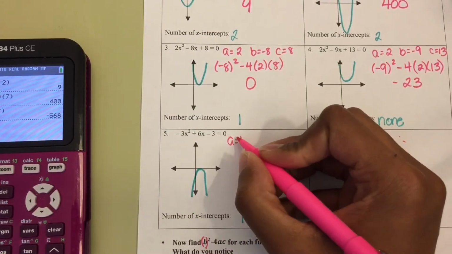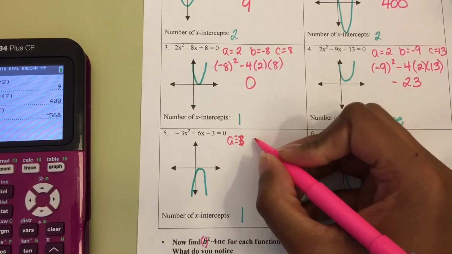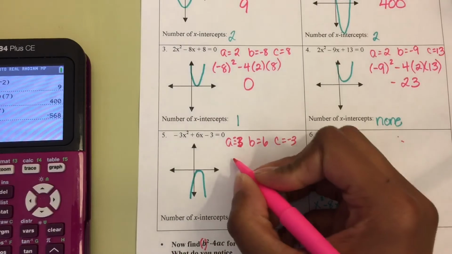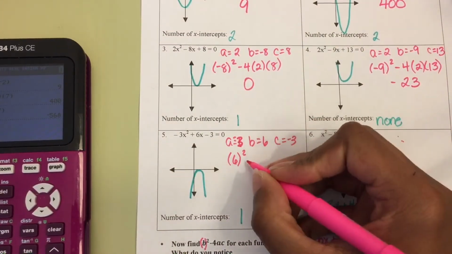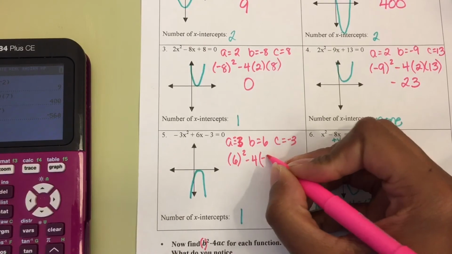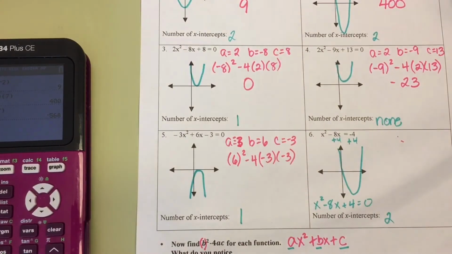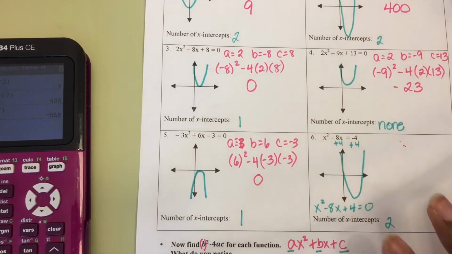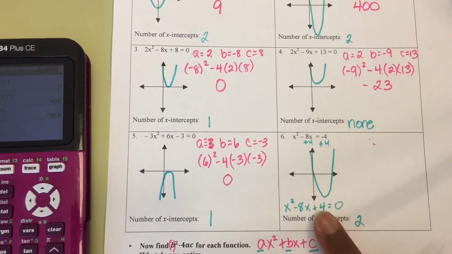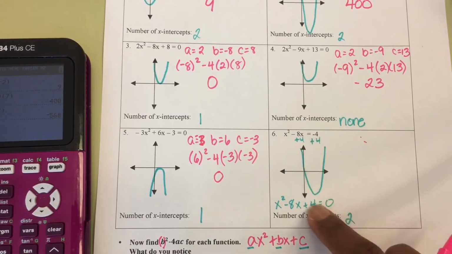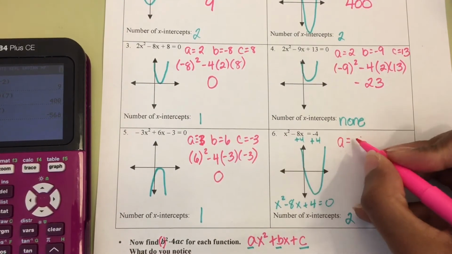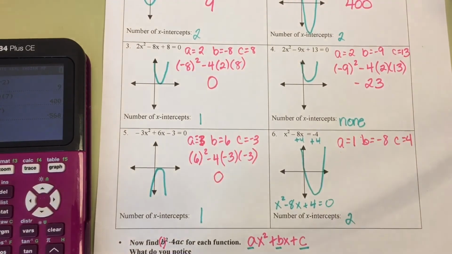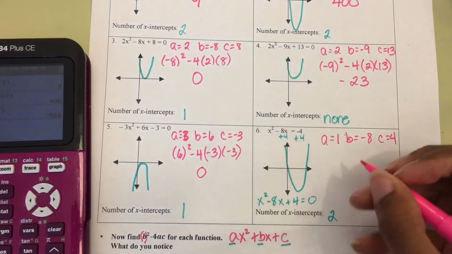So A is negative 3. Sorry, I was working ahead. A is negative 3, B is 6, C is negative 3. So 6 squared. Whether it's positive or negative, I always put the B in parentheses so that you're always consistent and we don't make any careless errors. And so then we get 0. And again, on the last one, use the equation when we had it set equal to 0. Don't use the original; go to what we already had done when you find A, B, and C. So A is 1, B is negative 8, and C is 4, because you'll also make some mistakes there if you're not careful.